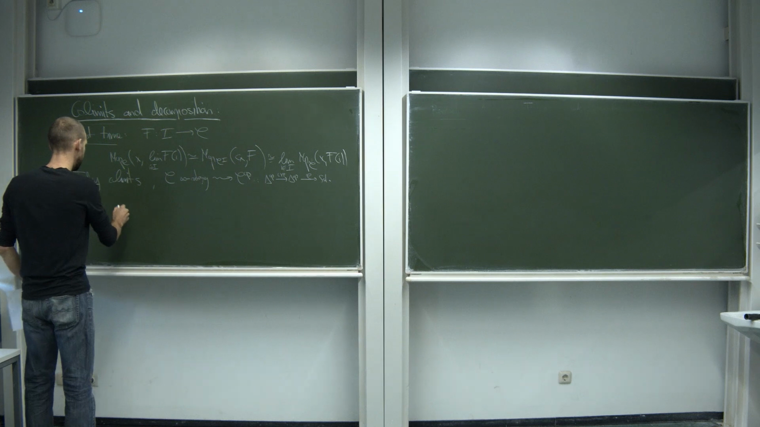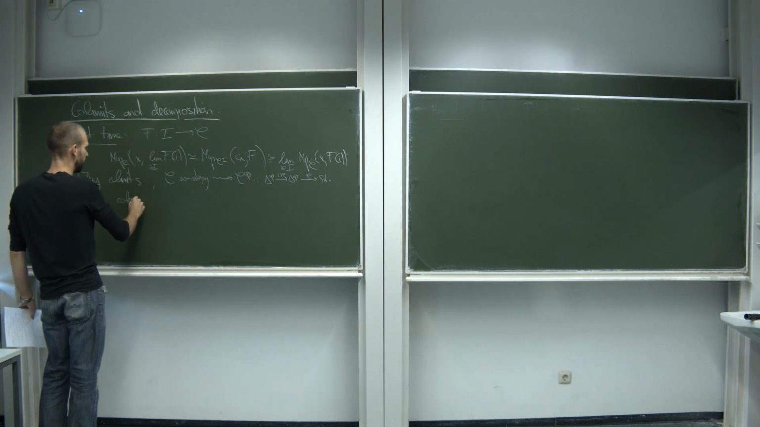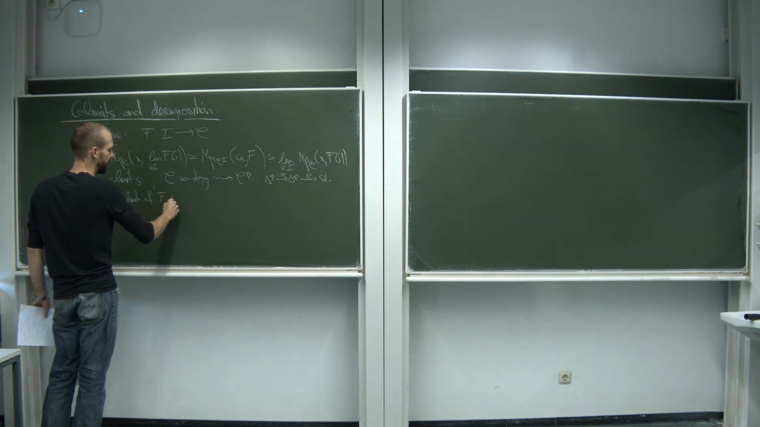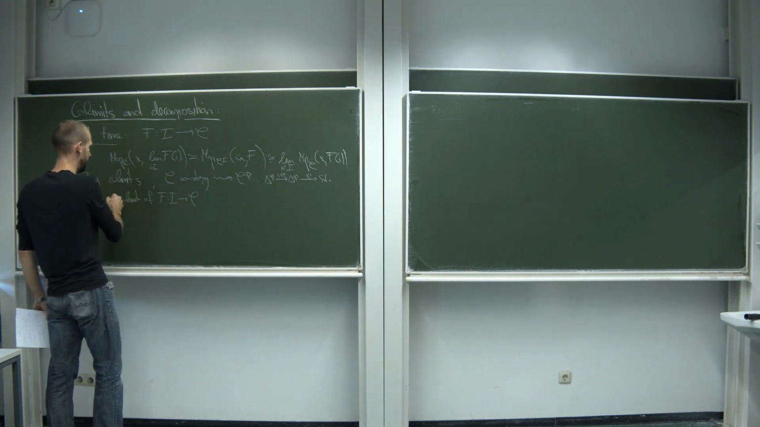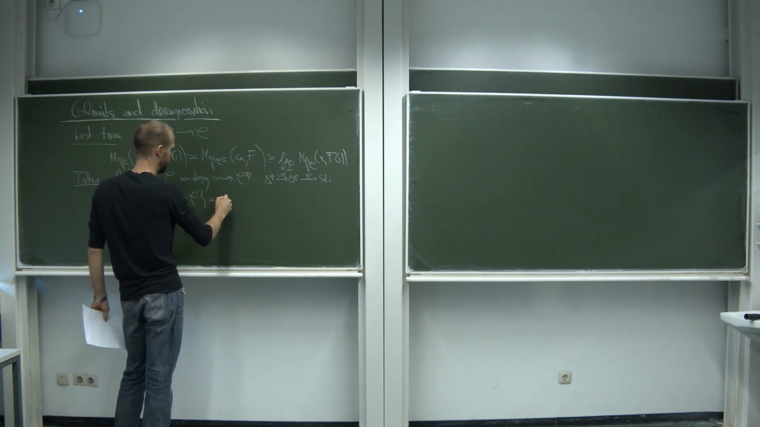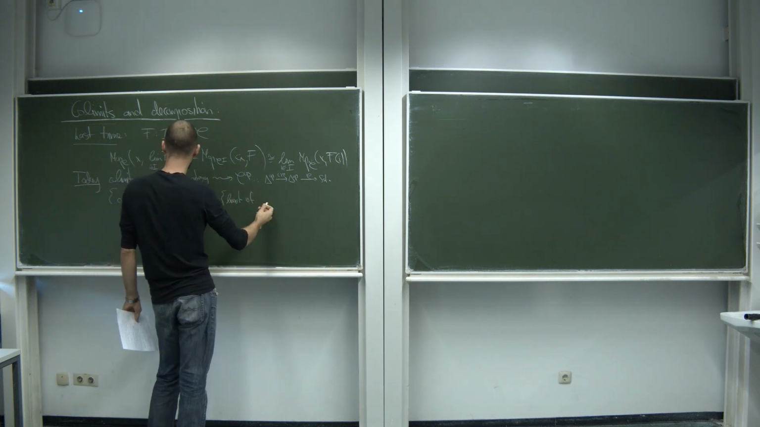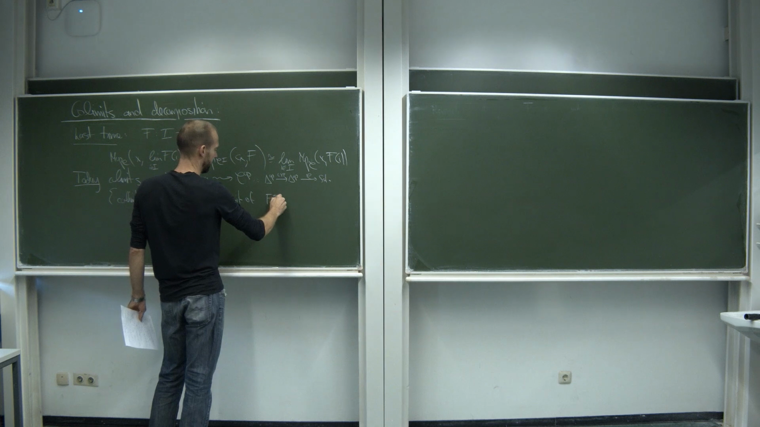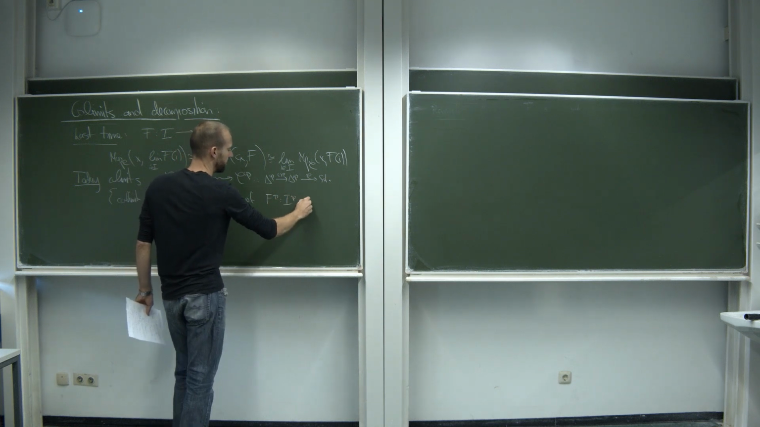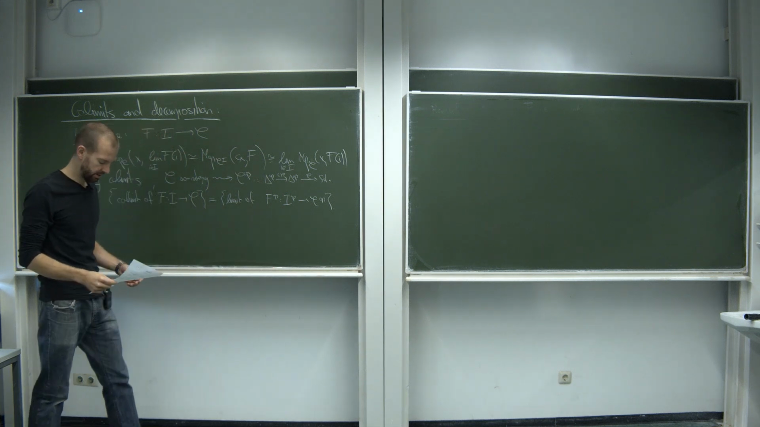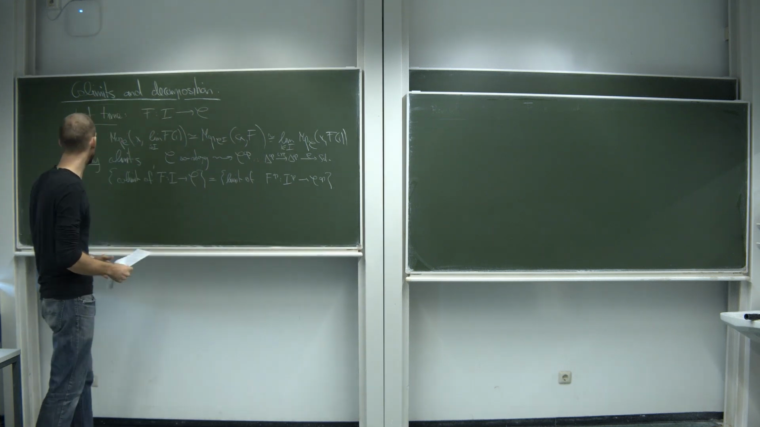And then one could just define a colimit of f from I to C as the limit of the opposite functor f op from I op to C op. But let me spell out explicitly what this means.